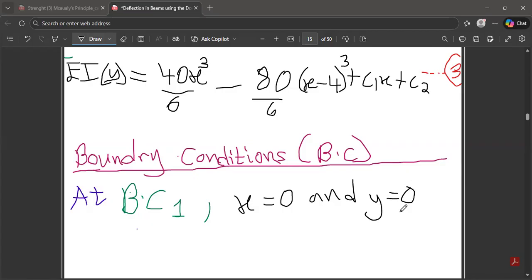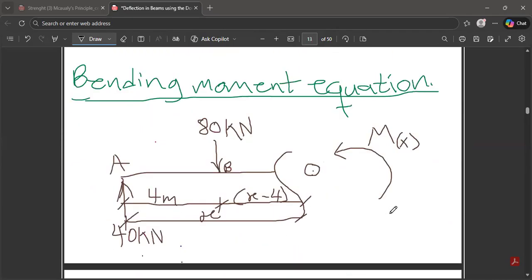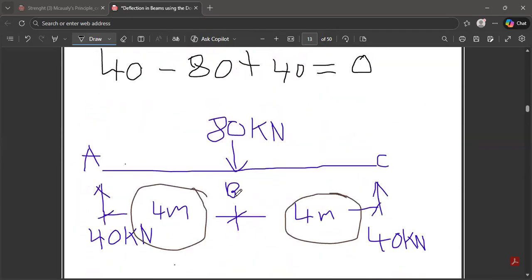I know most of us are confused, but please don't get confused. The boundary condition occurs at the support. If you pick this beam, the boundary condition is over here. Initially at support A, what is the value of X? It is 0. And is there any deflection over there? No, there is no deflection.